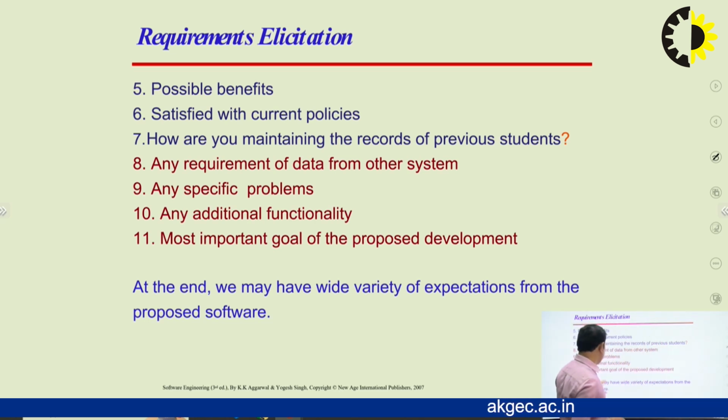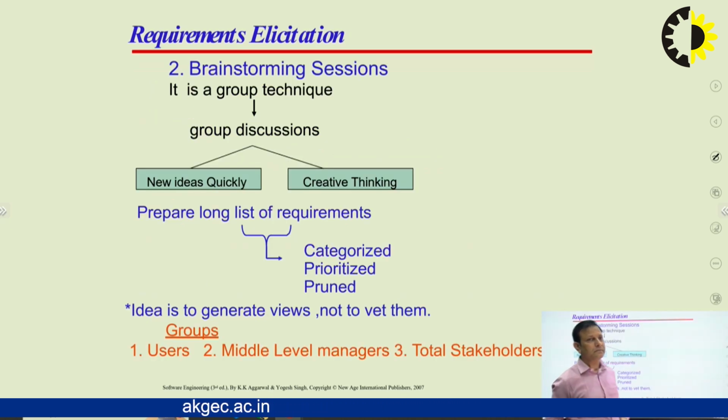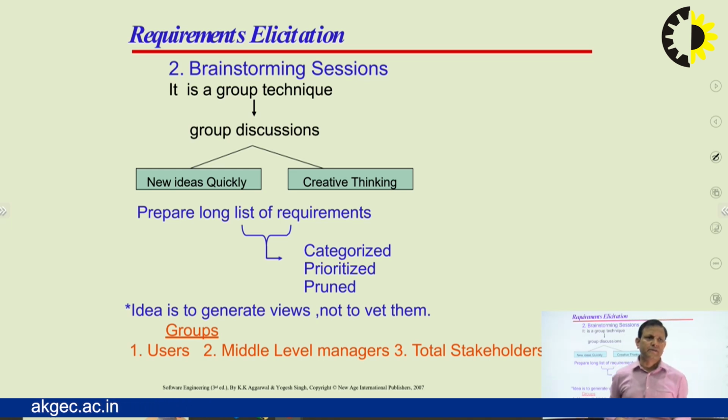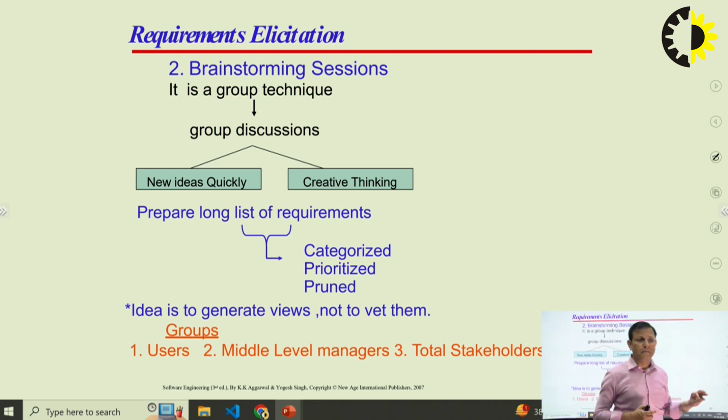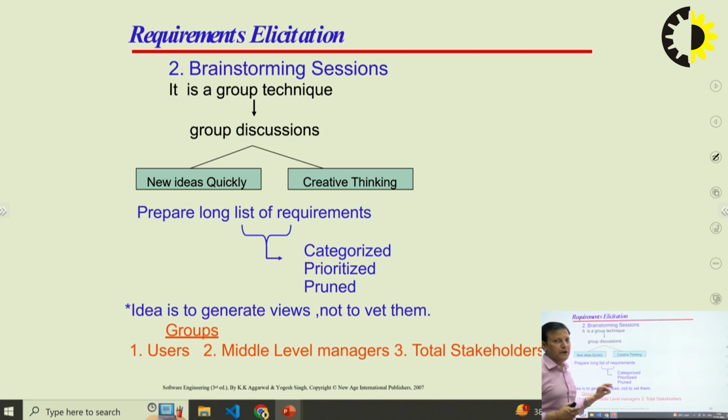So at the end we may have a wide variety of expectations from the proposed software. Second, we do brainstorming sessions. It's a grouping technique where a group of different people do the discussions. It generates new ideas, encourages creative thinking, and prepares a long list of requirements, which we can categorize and prioritize. The idea is to generate views, not to wreck them. Fine. The groups can be of users, of level of managers, or of stakeholders.